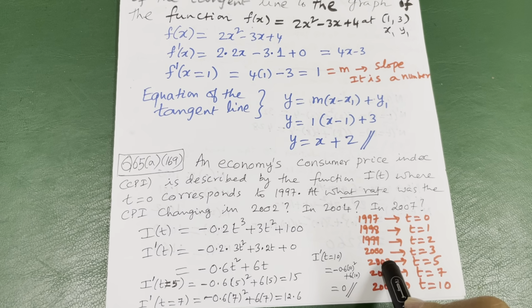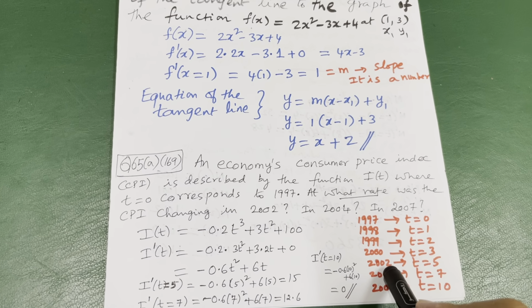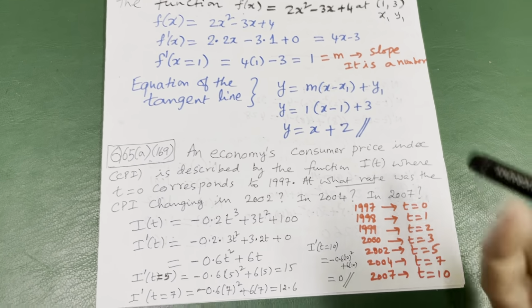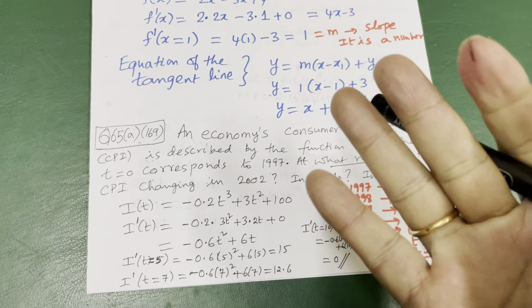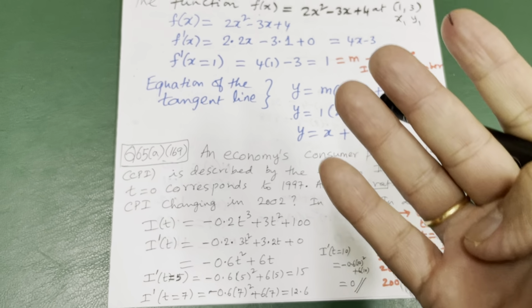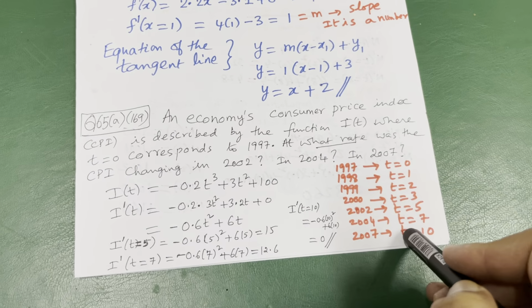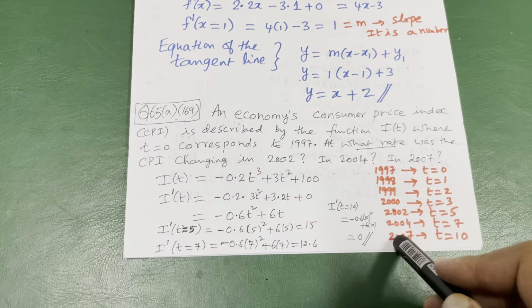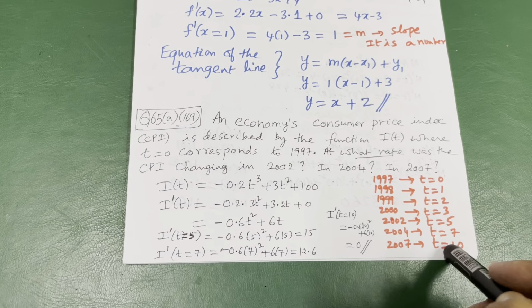Okay? T is equal to 5 is 2002. You have to count it physically with 1, 2, 3, 4, 5, 6 like that: 97, 98, 99, 2000, 2001, 2002 like that. You have to physically count. These numbers will come. So when you want 2007, don't put 2007, put t is equal to 10.